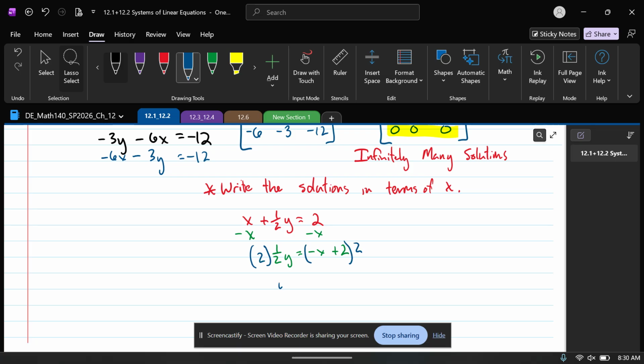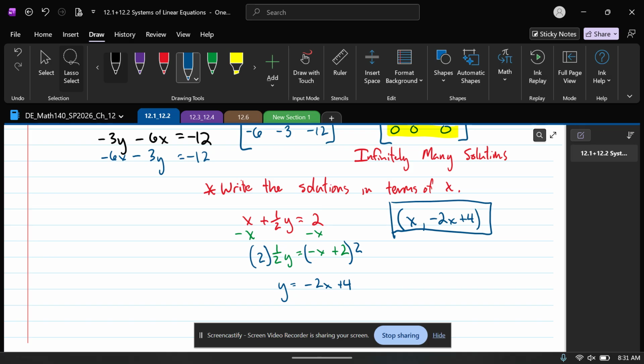So it's going to be y equals negative 2x plus 4. Writing the solutions in terms of x, the ordered pair is going to have x in the x position and then negative 2x plus 4 in the y position. This is a little step further than what we probably did in Algebra 2 with systems of equations. In Algebra 2, we would just stop and say it's infinitely many solutions. This is a step further for us.